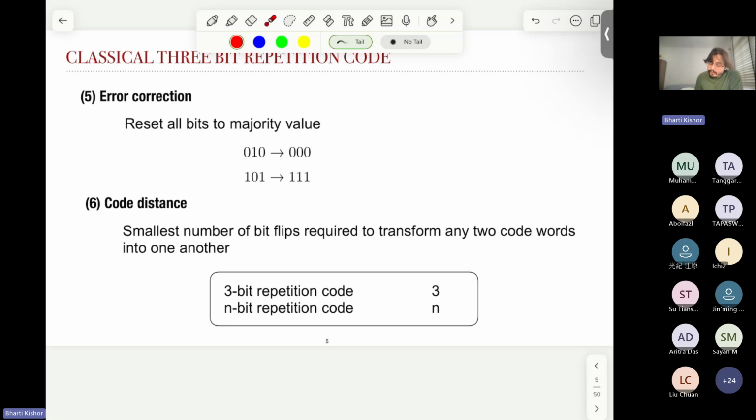For error correction, you will reset all bits to the majority value. So let's say you have 0, 1, 0, you set it to all 0. You have 1, 0, 1, you set it to all 1, because 1 is the majority, right? So that's how you do the error correction.